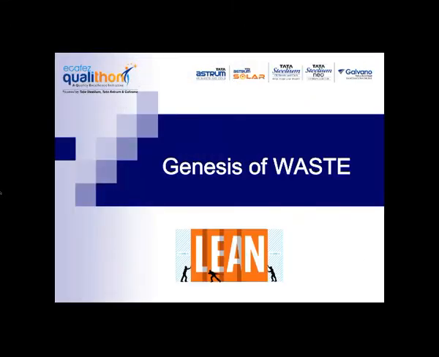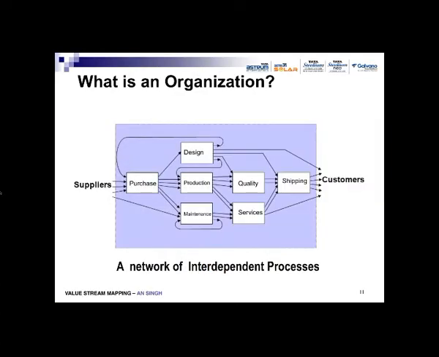So before going for problem detection, let's see how the waste is generated. From the lean perspective, every organization is a network of interdependent processes. All processes are, as you see in this network diagram, purchase, design, production, maintenance, quality, services, shipping, and so many other kinds of processes. Those are interconnected. All are interdependent.